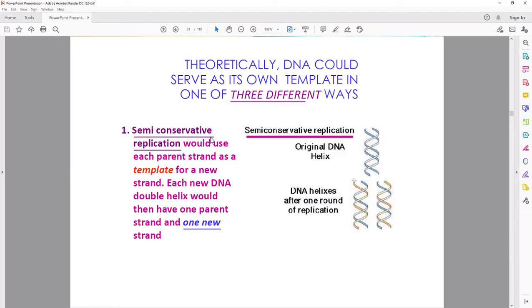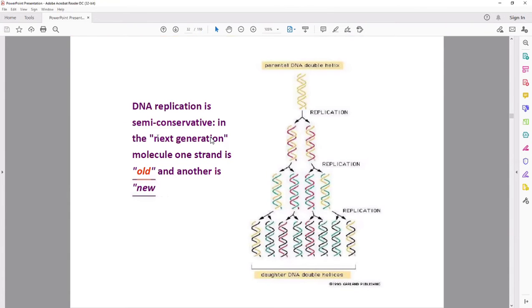To generate one complementary strand. So for semi-conservative replication, we have one parent strand and one new strand. One parent, one new. This is semi-conservative replication. This example is the same as well.